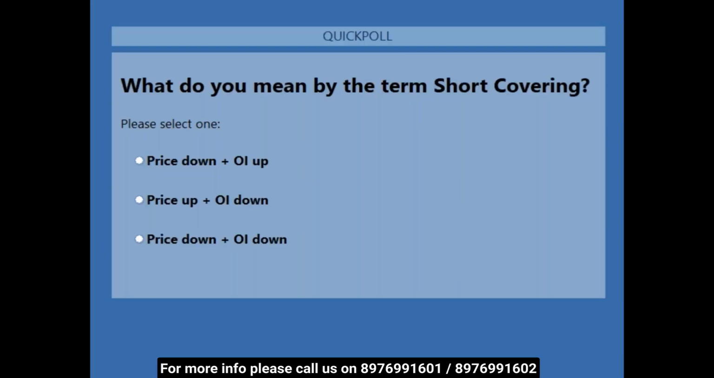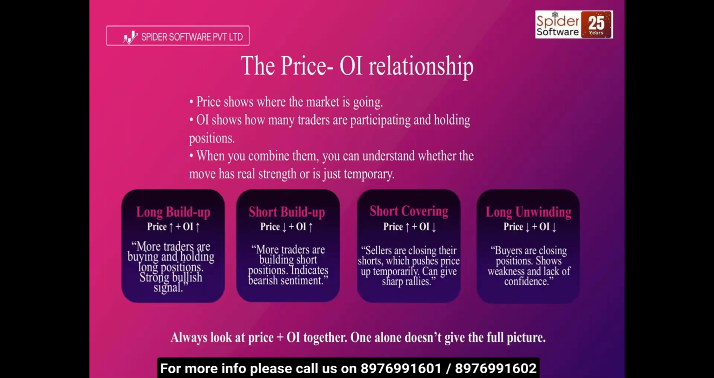Okay, so you can see the poll in front of your screen. You can just vote for the answer you want. Okay, so I can see that almost 70% of people have voted for price up and OI down, which is correct. So I could know that the basic understanding about the price and OI relationship is clear amongst you guys.